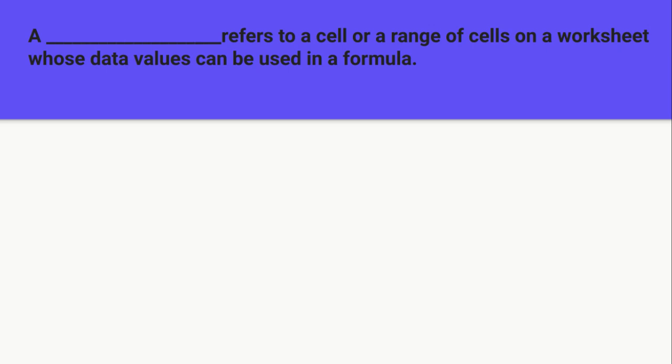A dash refers to a cell or a range of cells on a worksheet whose data values can be used in a formula. Cell reference. A cell reference refers to a cell or a range of cells on a worksheet whose data values can be used in a formula.